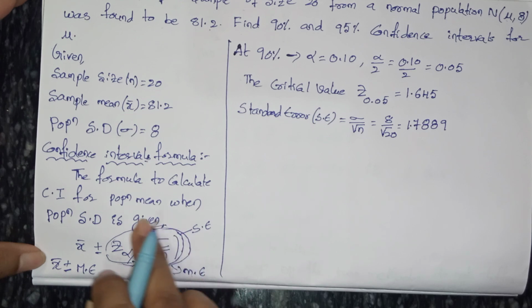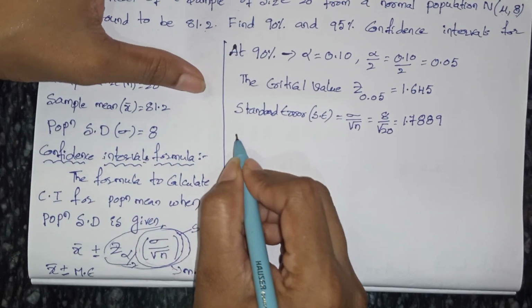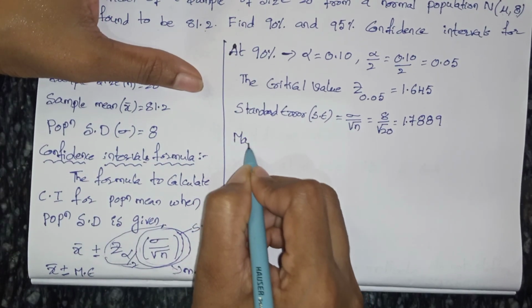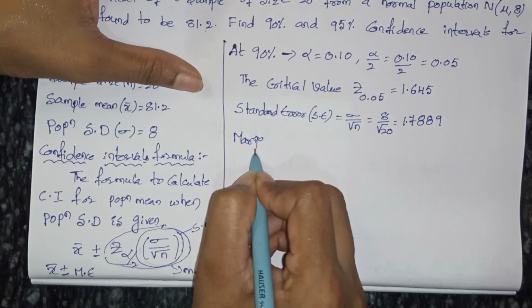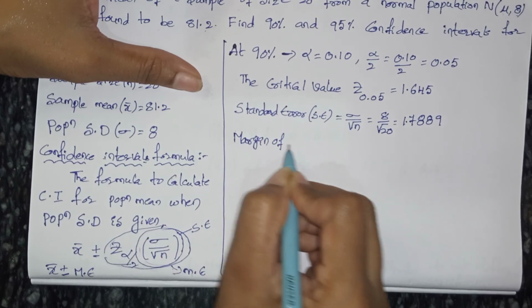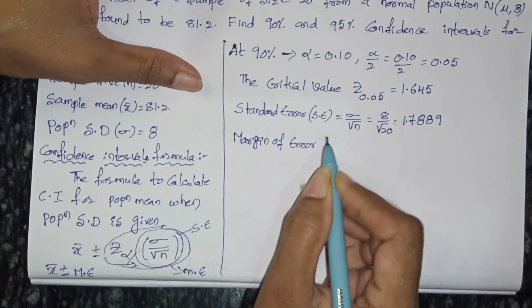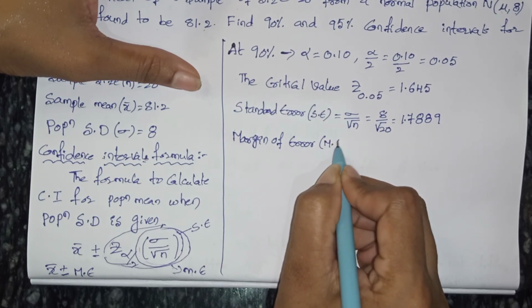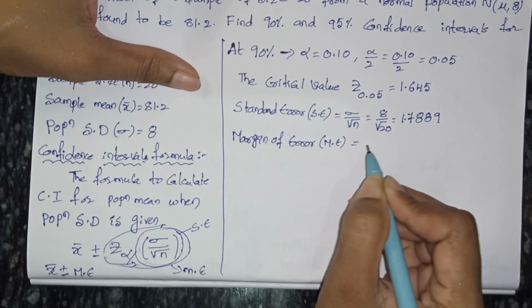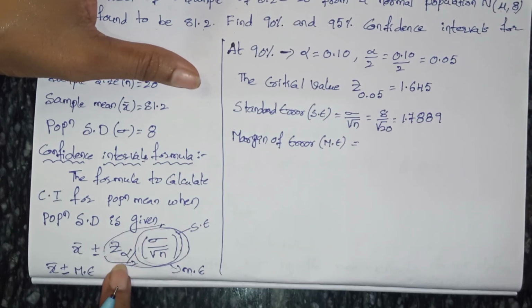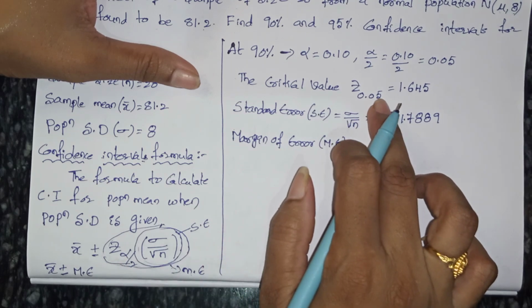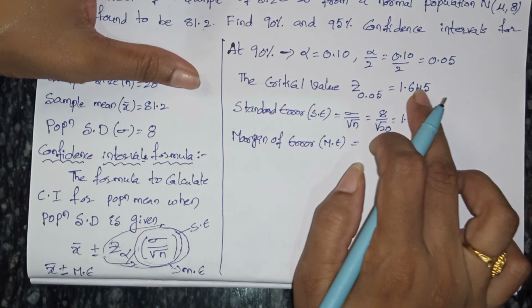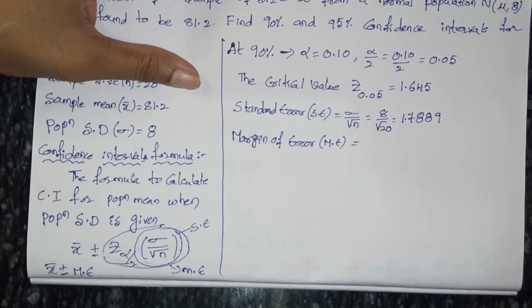So now we are going to find this value, that means the margin of error. Margin of error is denoted with ME. ME is called the margin of error, which equals z alpha by 2. How much did we get for z alpha by 2, the 0.05 value? It is 1.645. Okay, so 1.645.